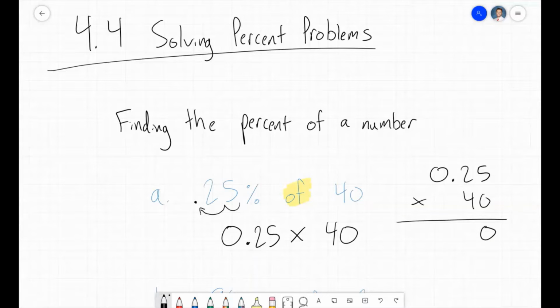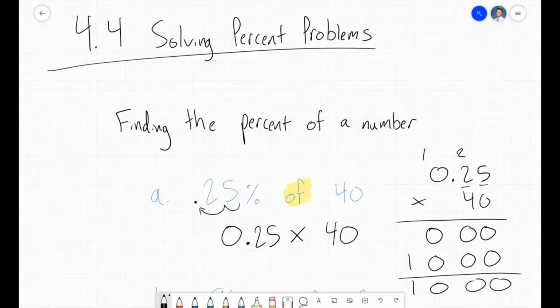0 times 5 is 0, 0 times 2 is 0, 0 times 0 is 0, 4 times 5 is 20, 4 times 2 is 8, plus 2 is 10. Now we can add these up, and we have our decimal, 2 from the end, and we would get 10. So 25% of 40 is 10. And that answer makes sense to us because we know that 25% or 1/4 of 40 is 10, right? If I said 25% of our 40 students have brown hair, that would be 10 students.